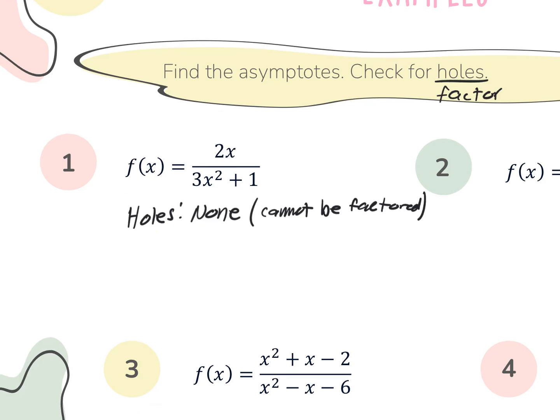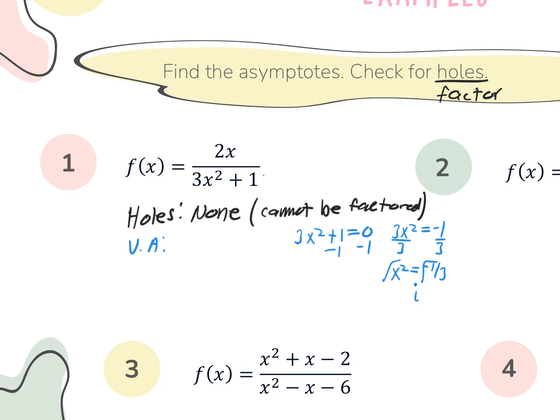And now let's move on to the next best thing, which is the vertical asymptotes. Set the bottom equal to 0. So I'm going to do 3x squared plus 1 equals 0. When we subtract 1, we get 3x squared equals negative 1. Divide by 3, we get x squared equals negative 1/3. And then you're going to end up square rooting a negative, which is going to leave you with an i somewhere in your answer, right?